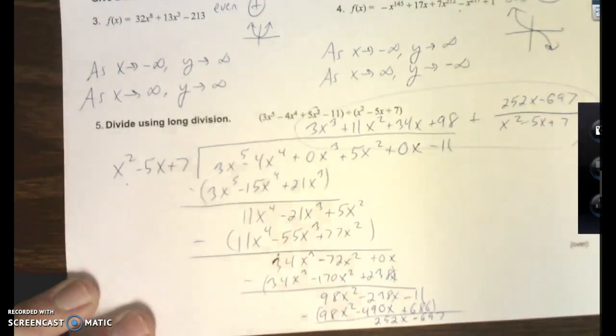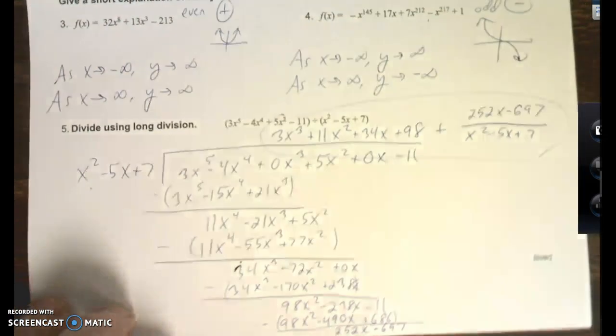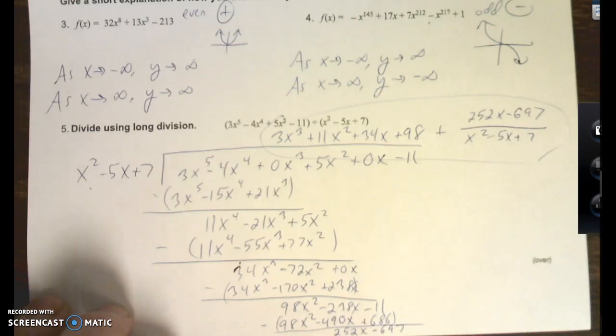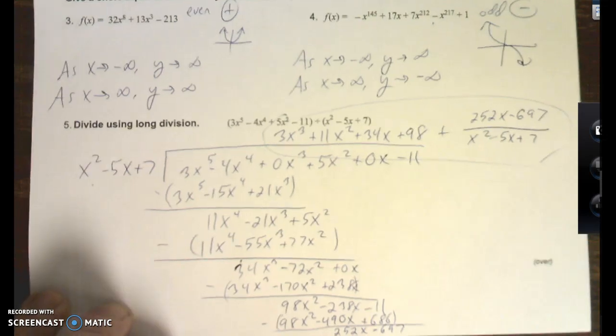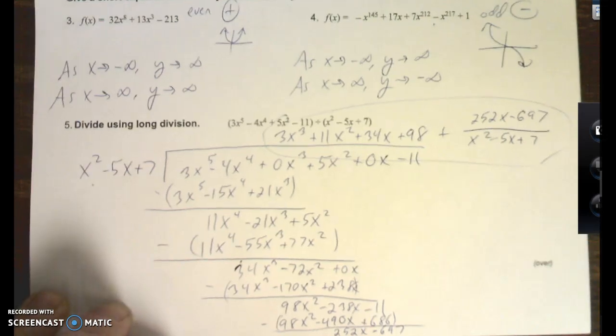So my final answer is 3x cubed plus 11x squared plus 34x plus 98 plus 252x minus 697 all over x squared minus 55x plus 7. Definitely a more difficult one, but you stick to your guns and you will be fine. Okay, you'll be in good shape. Alright, moving on to the back.